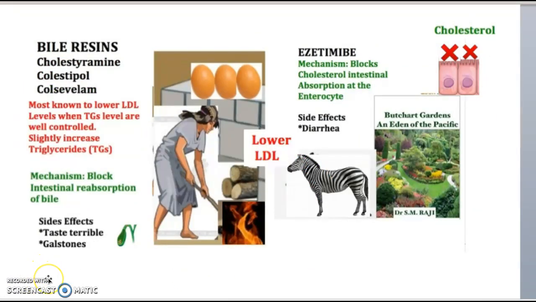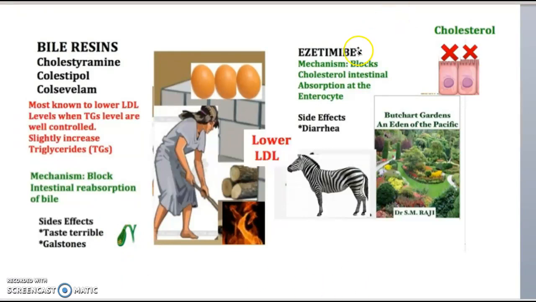Alright, so down to the last one. Bile resins. That is mainly cholestyramine. They're most known to lower LDL levels when TG levels are well controlled, and slightly increase triglycerides, so TGs. The mechanism blocks intestinal reabsorption of bile, and the side effects are terrible taste or gallstones.